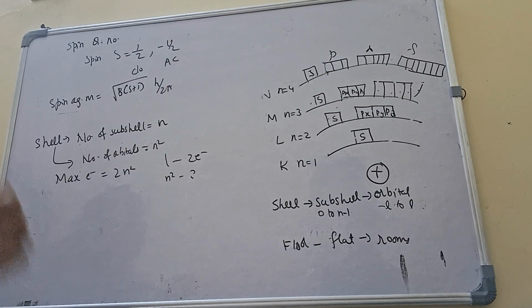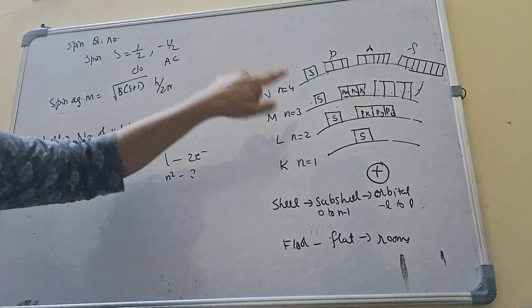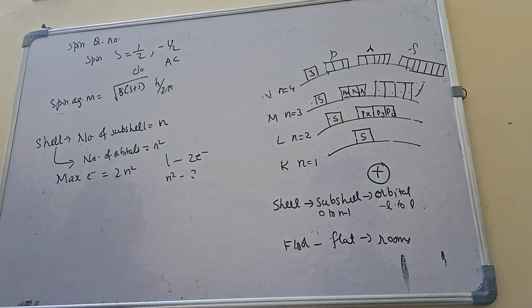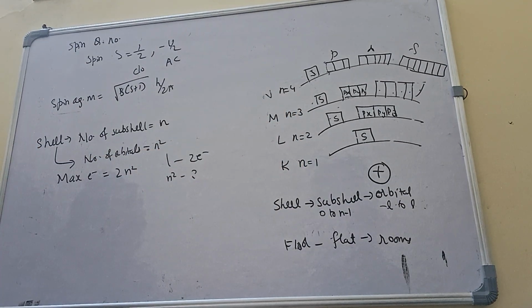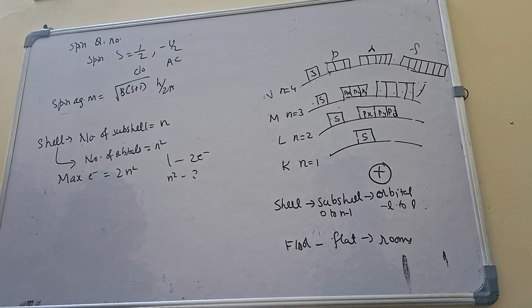Or in other words, you can take any random one: 1, 2, 3, 4, 5, 6, 7, 8, 9. There are 9 orbitals, 9 into 2 will be 18. There are 4 orbitals, 4 into 2 will be 8. That's why it can hold 8 electrons. It's like a double room. The orbitals are like rooms, and the capacity of a room is 2 electrons maximum.